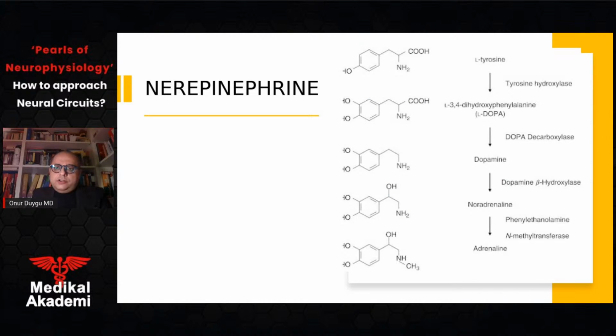Here is the norepinephrine structure and biosynthesis. The precursor here is the amino acid L-tyrosine, and L-tyrosine is hydroxylated by tyrosine hydroxylase to build up L-dopa, and dopa decarboxylase catalyzes another reaction to build up dopamine, then noradrenaline, and adrenaline. The catalytic enzymes here are very important for your board purposes. The key points are dopamine beta hydroxylase and phenylethanolamine N-methyltransferase, which are very important to shape your answers in biochemistry, physiology, and pharmacology as well.